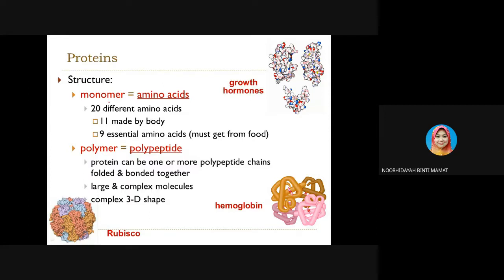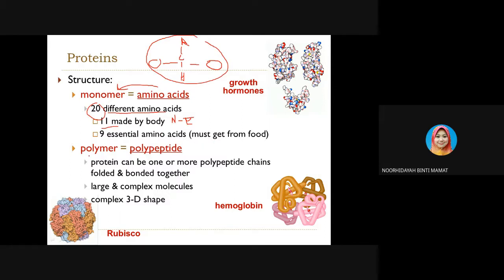So structure. One unit of amino acid is what we call a monomer. Just now we have the carbon attached with the hydrogen, which also bonds with the amino group and the carboxyl group, and the alpha carbon is also bonded with another R group. So this one we call a monomer. In our body, we need about 20 different amino acids. 11 are made by the body, which we call non-essential amino acids. And the other 9 are essential amino acids, which we must get from food.